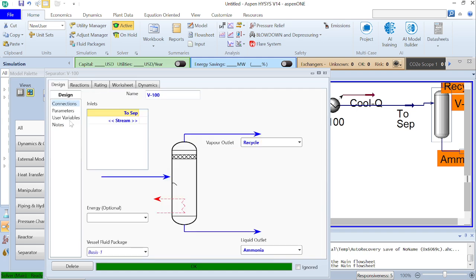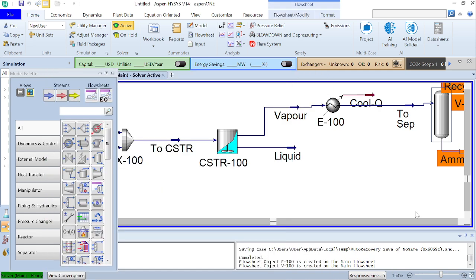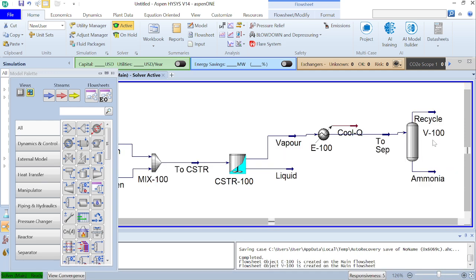Alright, so now we can see that this is just a simple process for ammonia production.